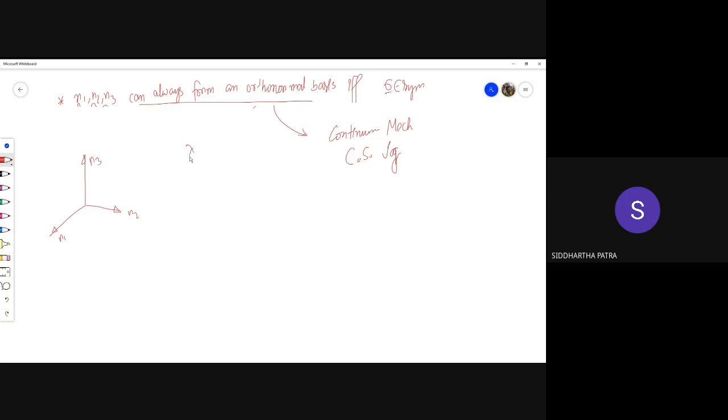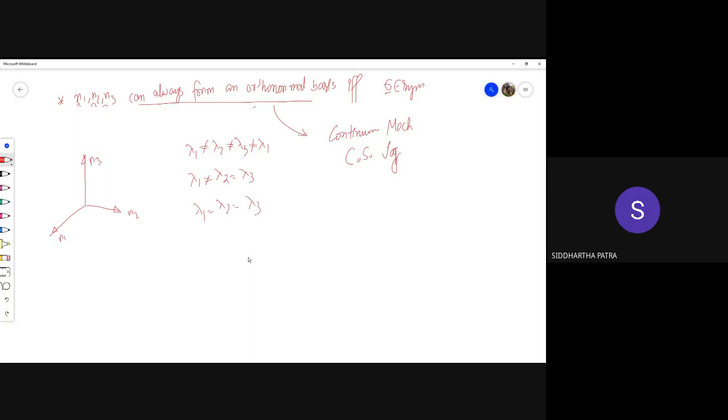One is lambda 1 not equal to lambda 2, not equal to lambda 3, not equal to lambda 1. The second situation is lambda 1 not equal to lambda 2, which equals lambda 3. And by that, it means that lambda 3 is also not equal to lambda 1. And the third situation is lambda 1 equals lambda 2 equals lambda 3.